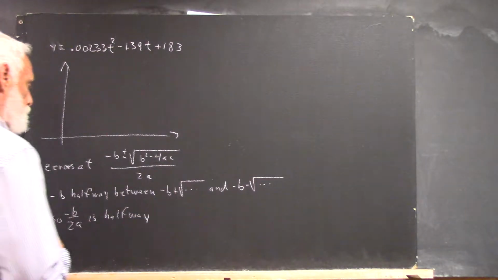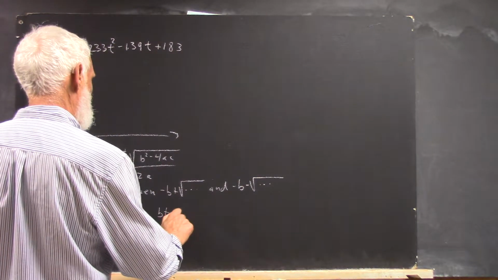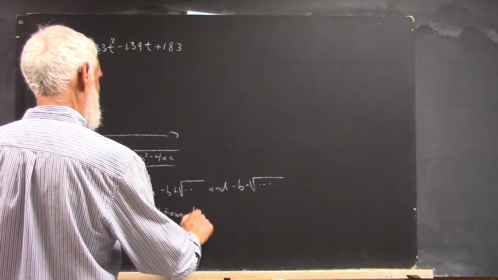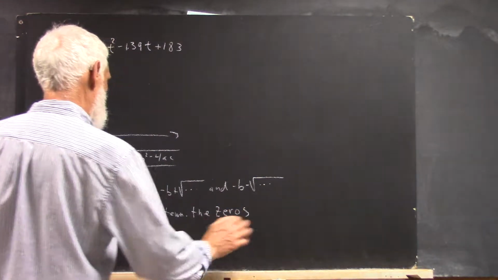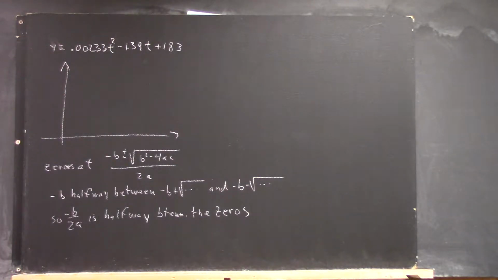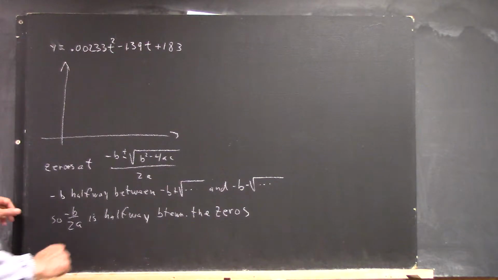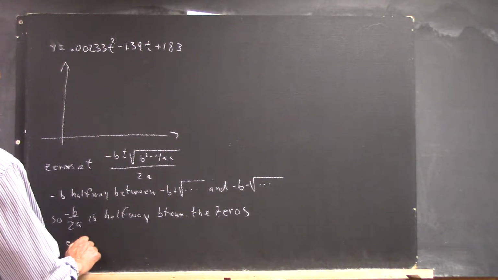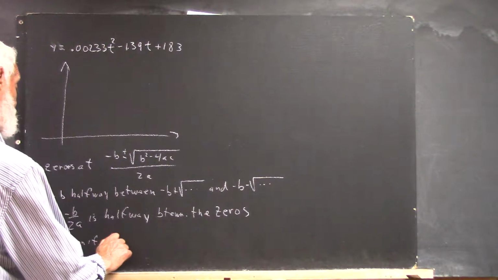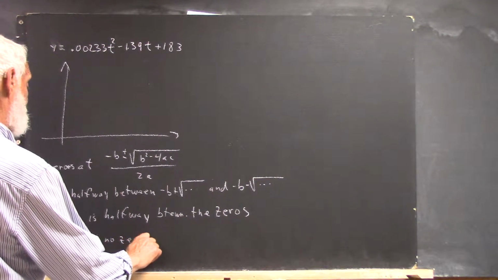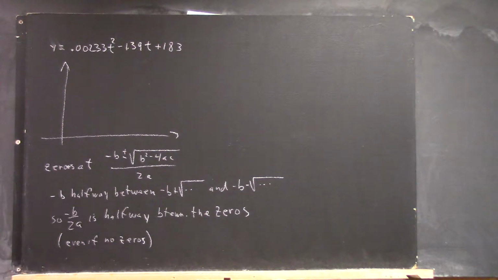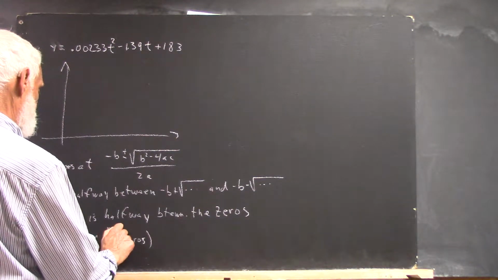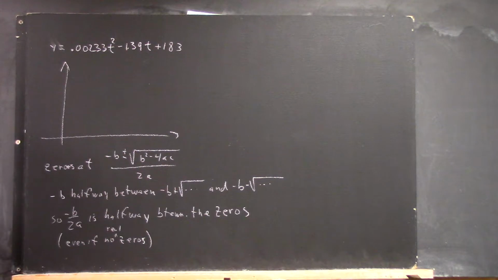So negative b over 2a is halfway between the zeros, and I didn't write out all the words between there. Okay? Even if there aren't any real zeros, they're always complex zeros. Right?